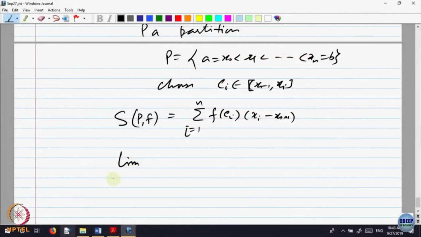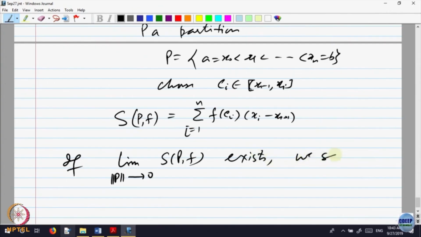We don't have to assume boundedness. At the same time, note that the point ci is an arbitrarily chosen point in the interval [xi minus 1, xi]. You can take the left hand point, you can take the right hand point, you can take the midpoint, or you can take any point, it doesn't matter. So look at this and look at the limit as the norm of P goes to 0. Make the partition finer and finer, S(P, f). So if the limit exists, we say f is, now we will call it, Riemann integrable.